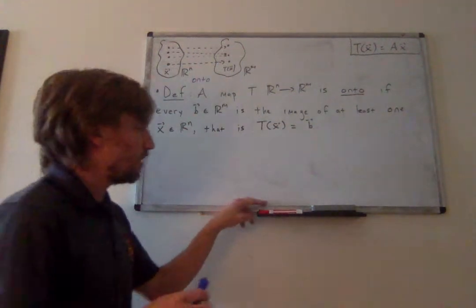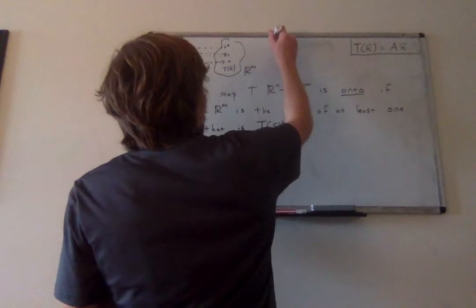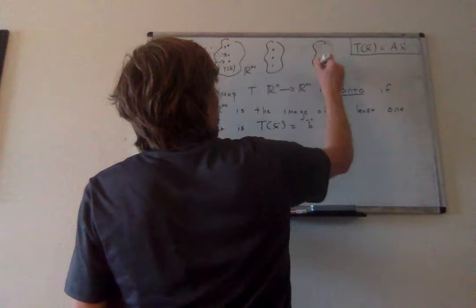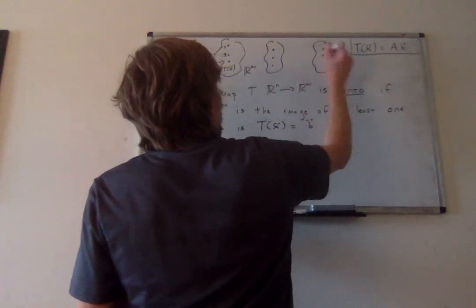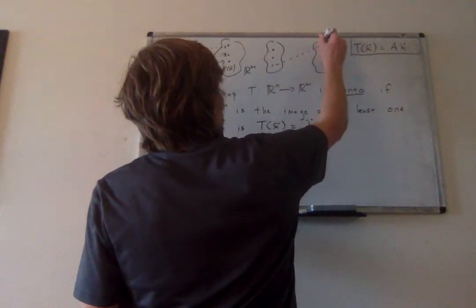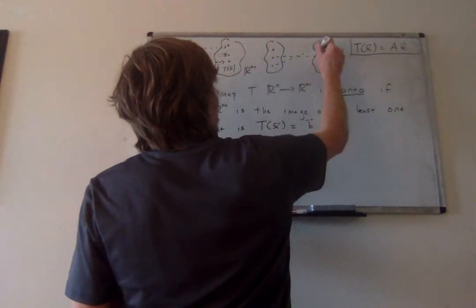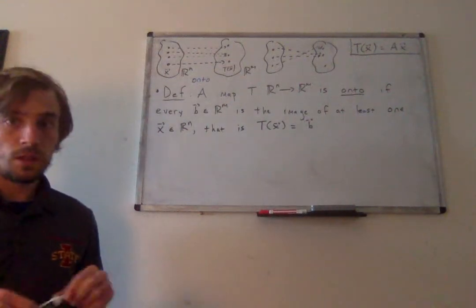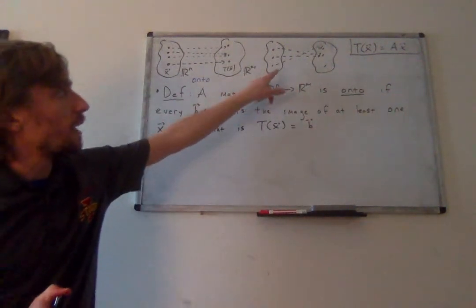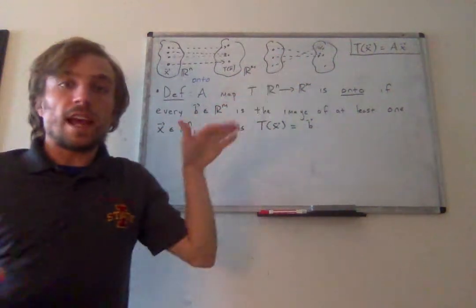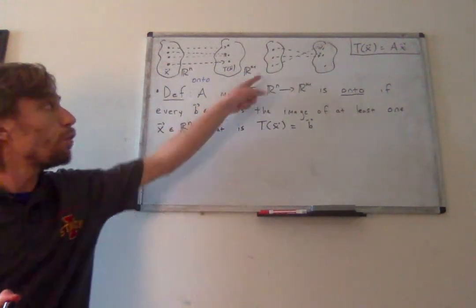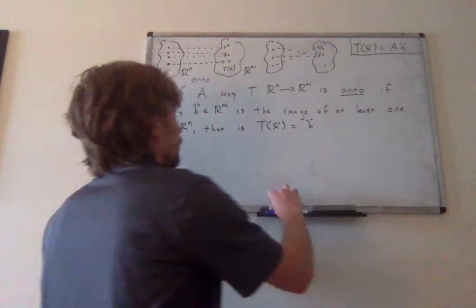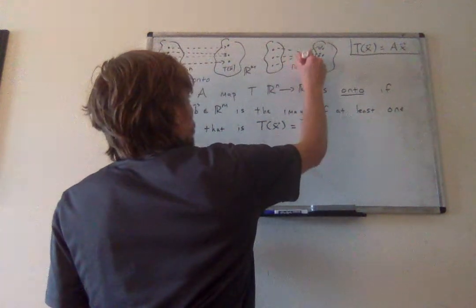Now visually, what would not onto look like? Not onto would look like that. So notice that here, this point doesn't have any arrows pointing into it. That is, there is no vector x such that T of x is equal to that vector b. And so this is not onto.